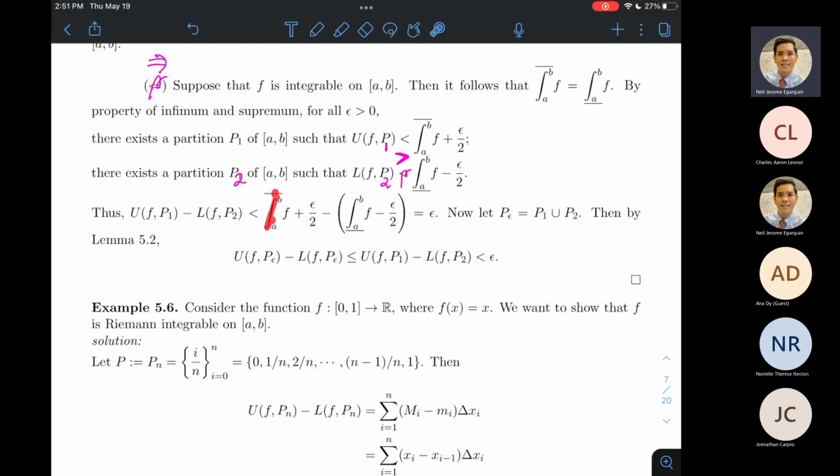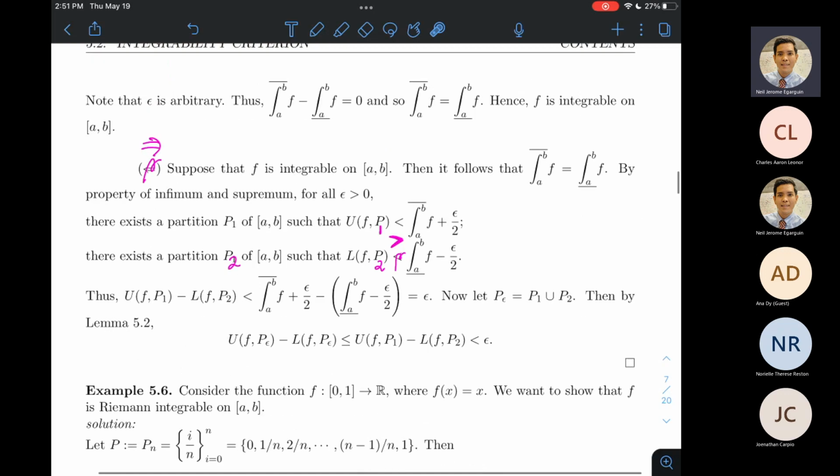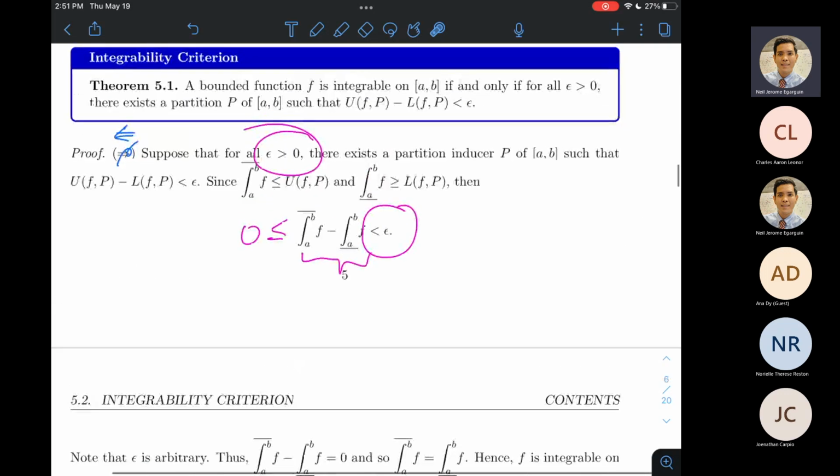Why? Because we know that the upper minus the lower Riemann integral ay equal kay 0 because of the assumption that f is Riemann integrable. Okay? Now, don't get too excited yet because we're not yet done. Because the claim of the theorem is that there exists a partition P such that the upper sum relative to that partition P minus the lower sum relative to the same partition P ay less than epsilon.